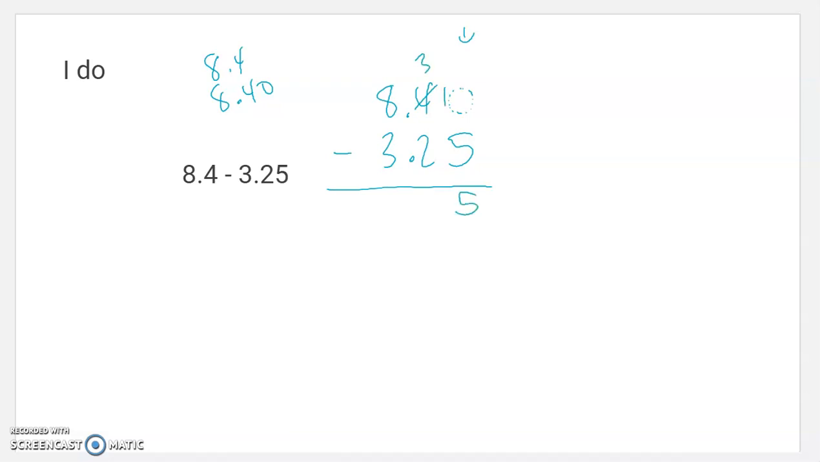10 minus 5 is 5. 3 minus 2 is 1. And 8 minus 3 is 5. And I get that. Here's what happens if I do it wrong.